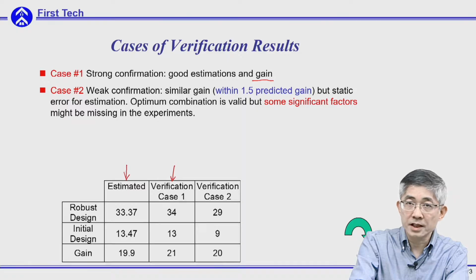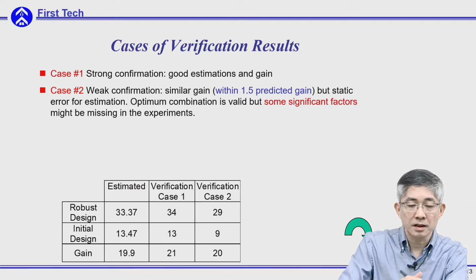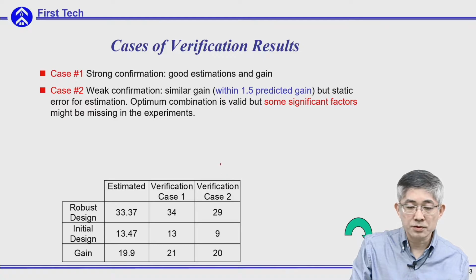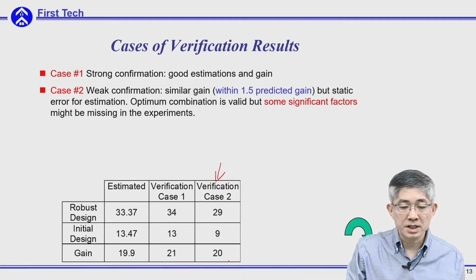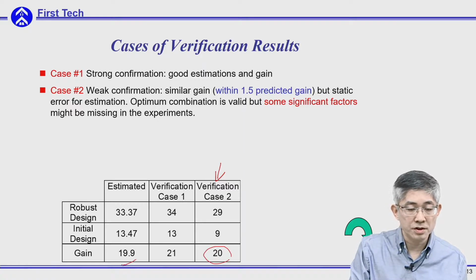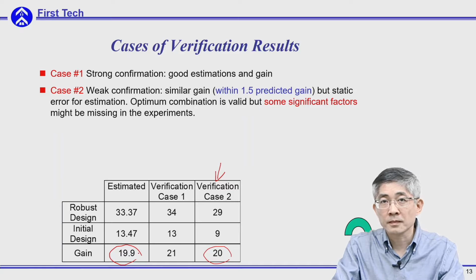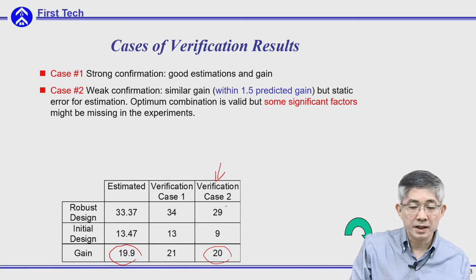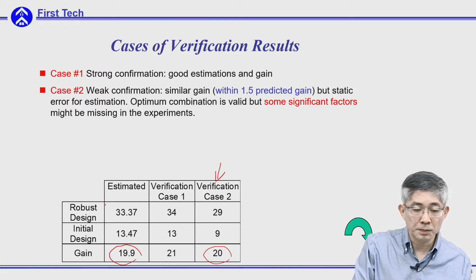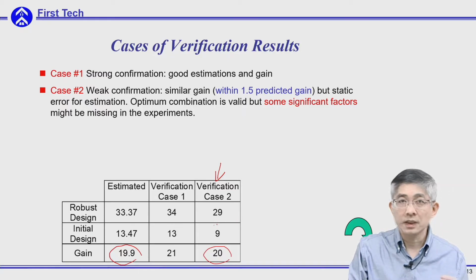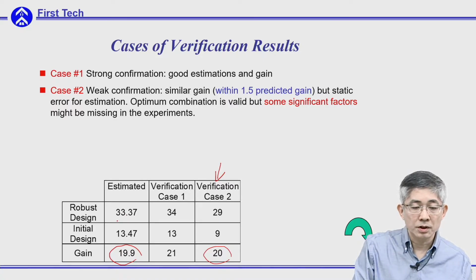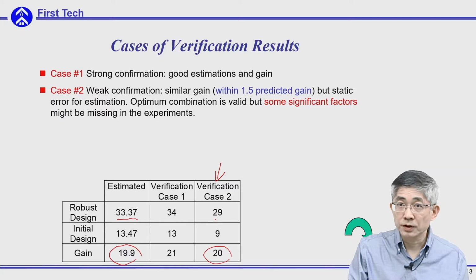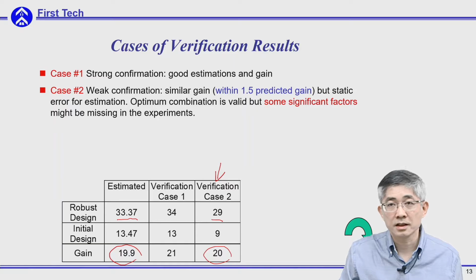What if for the second case, your data looks like this way? The gain is about 20 dB, which is still very close to the predicted gain. But when you look at the verified data of the SN ratio for both robust and initial design, you will find there's a slightly larger difference. The prediction is 33.4, but the actual value is 29. It is bigger than the previous case.